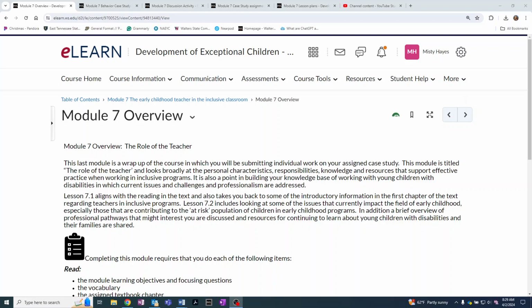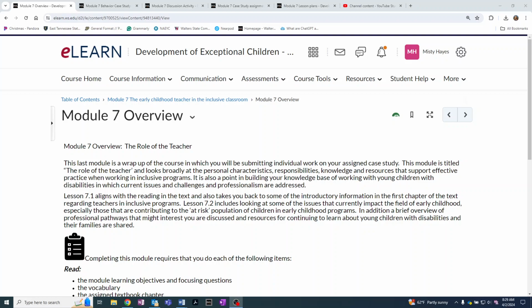So, we are getting ready to be in our last module. We are working in our last module before we do makeups and finish out. I can't believe that the semester is flying by and we just have a few weeks left. So, this week we're working in module 7.